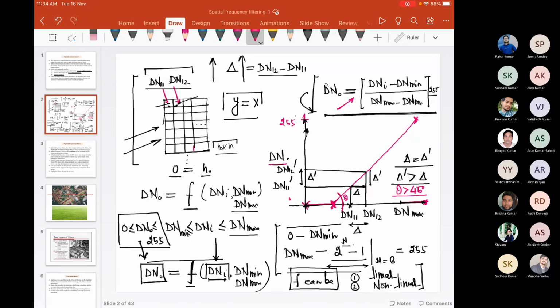Why is it so? This value will be extended over here. This is the location of DN max. At DN max, it is 255. This is the location of DN max, and somewhere here we have 255 in the input image.